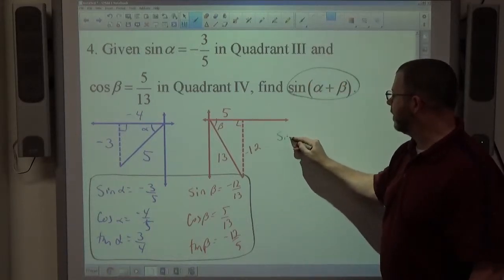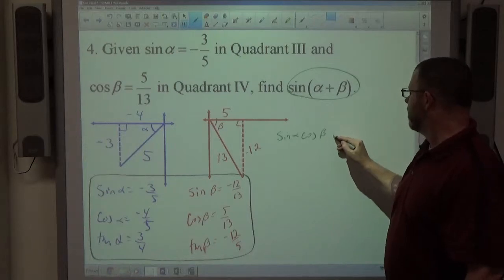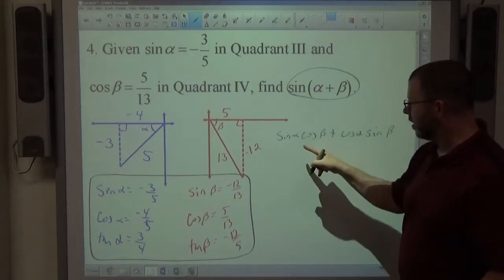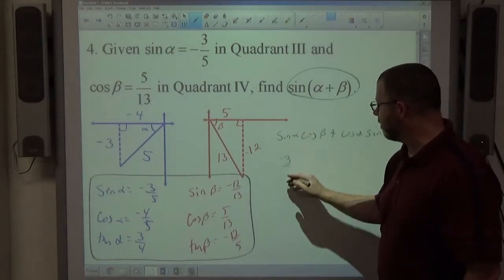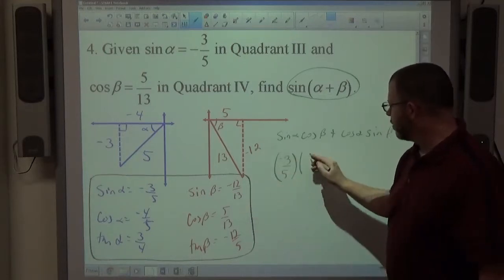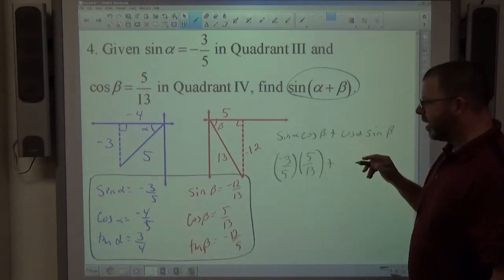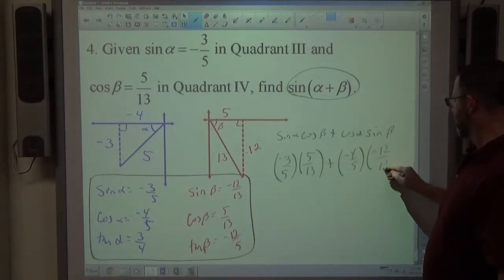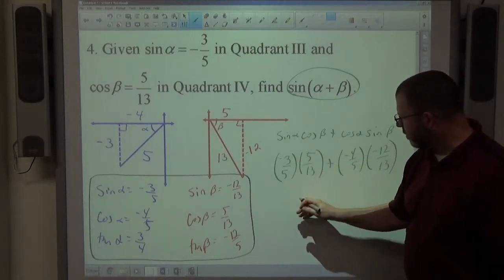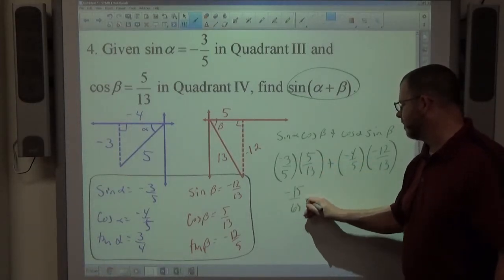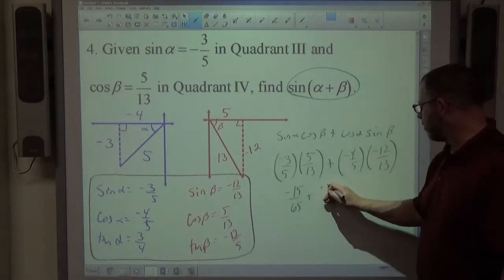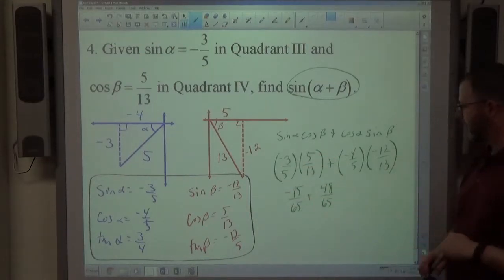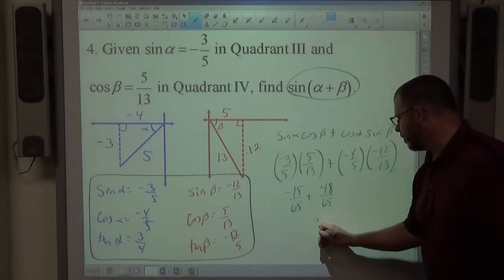That's just sine of alpha, cosine of beta, plus cosine of alpha, sine of beta. And right there we have all the information we need to do this. So sine of alpha is negative 3/5. Cosine of beta is 5/13. Cosine of alpha is negative 4/5. Sine of beta is negative 12/13. Negative 3/5 times 5/13 is negative 15/65. Negative 4/5 times negative 12/13 is positive 48/65. As I mentioned before, even if things can reduce, it's better not to, so you get a common denominator. Negative 15 and 48 make 33 over 65.